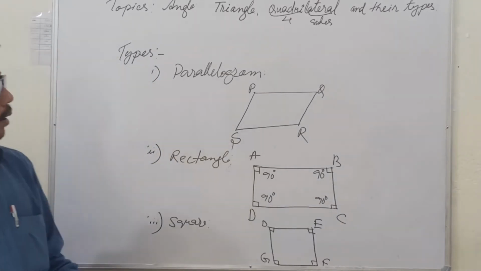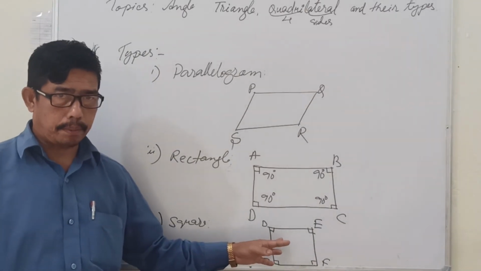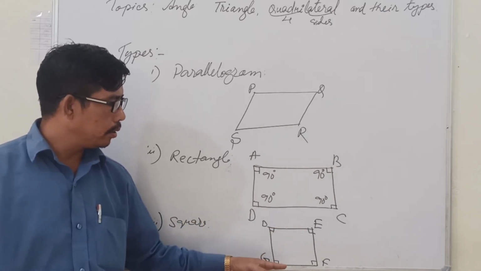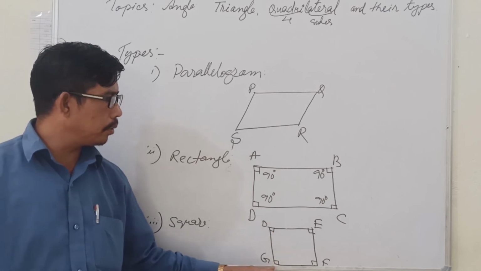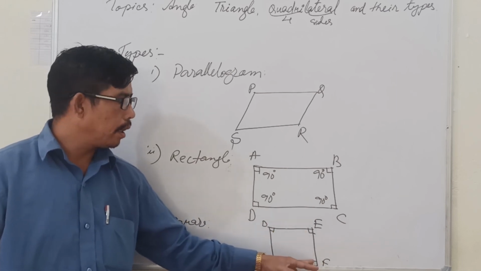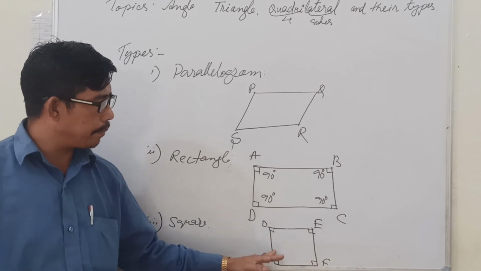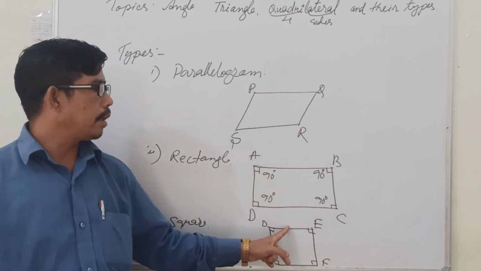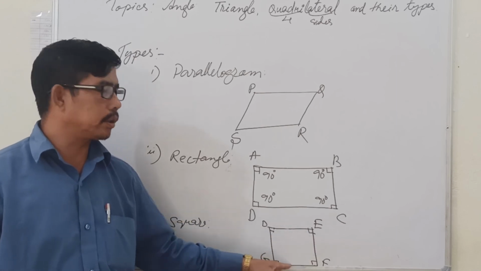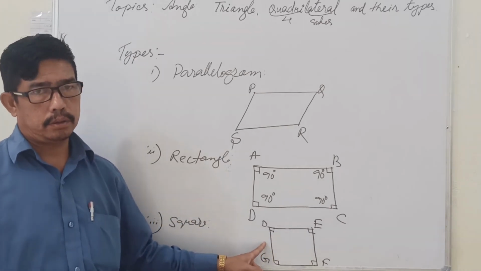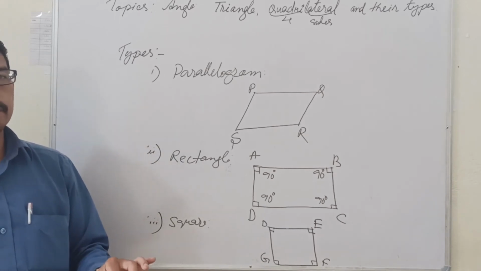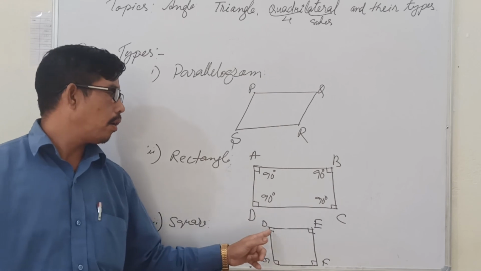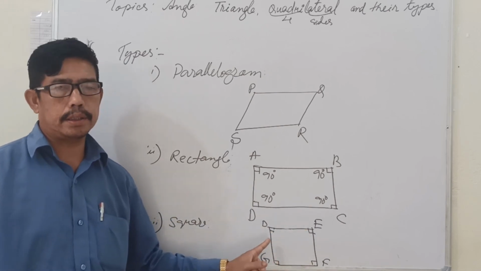So such a type of parallelogram in which all the four angles have the same measure, 90 degrees, is known as a rectangle. A square is also a kind of parallelogram. That is, opposite sides parallel. DE parallel to GF. DG parallel to EF. And all the angles should have 90 degrees. Besides this, the length of the four sides should be equal. So a square is a parallelogram having all the sides equal and all the angles also equal, that is 90 degrees.